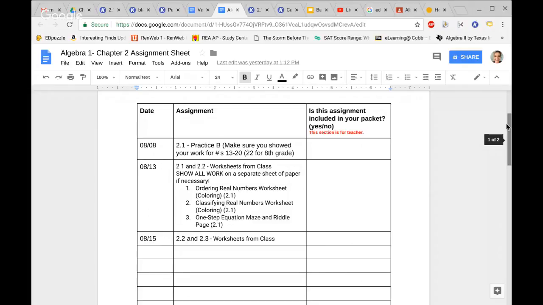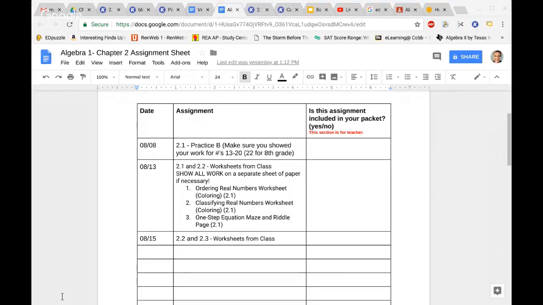But as far as what is due, I will put this assignment sheet on there. And that is what is going to be due. Can you see that now in front of you? Yes, ma'am. Okay, I'm going to be putting that on Google Classroom, and hopefully that will help you keep track of everything that's going to be due.